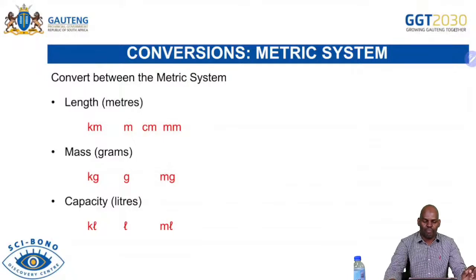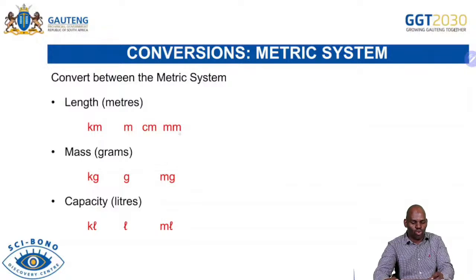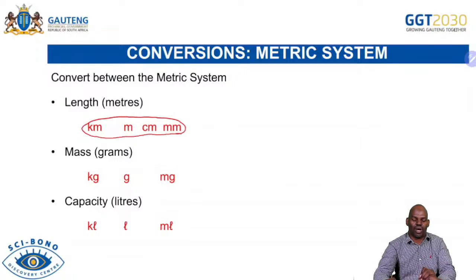Right. Very, very important: the conversion of the metric system. We all know that we should be able to convert between the four units. We've got kilometer, meter, centimeter, and millimeter. In most cases, the examiner might not be nice to you and give you the conversion factor. So you need to know this.